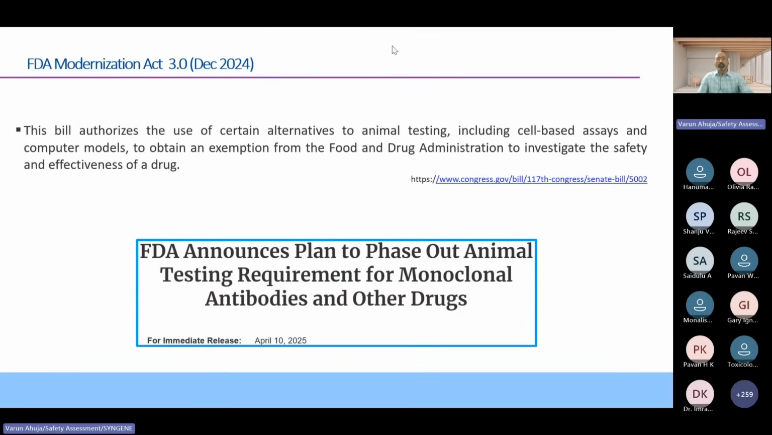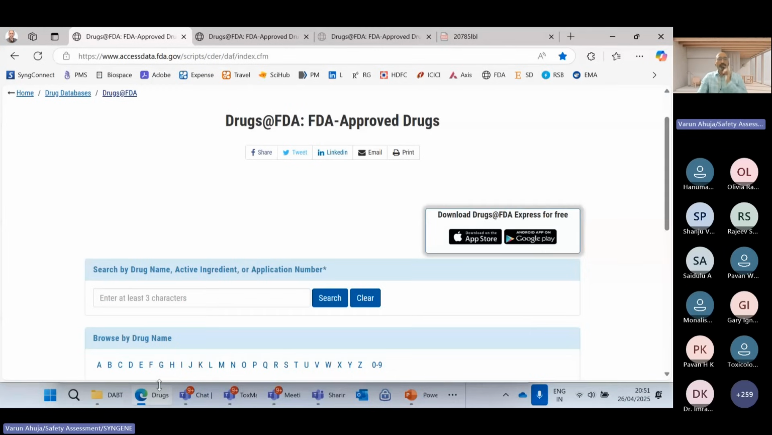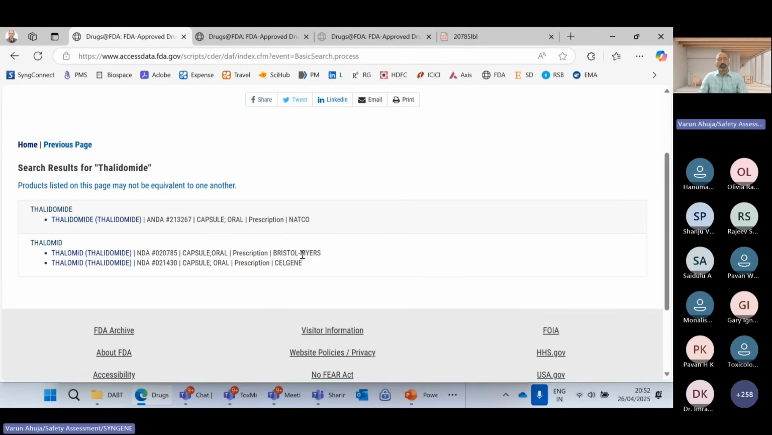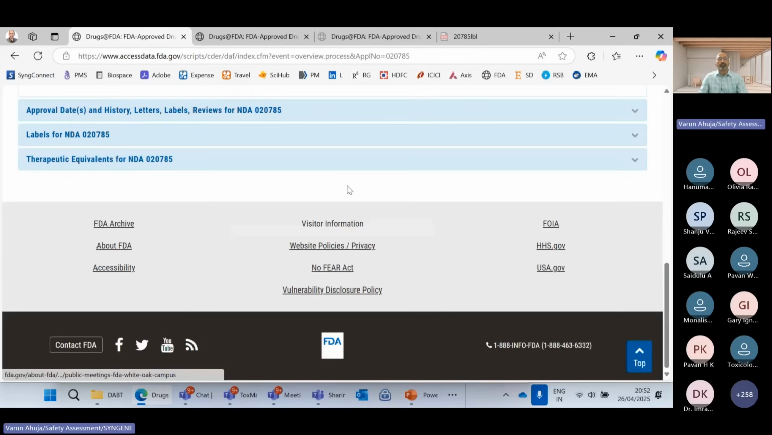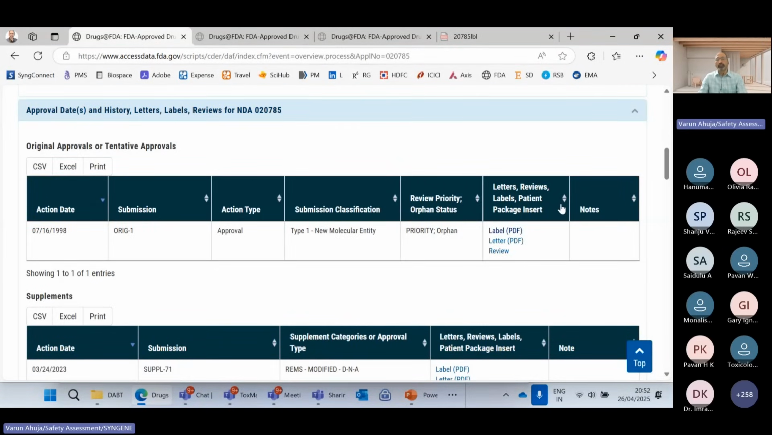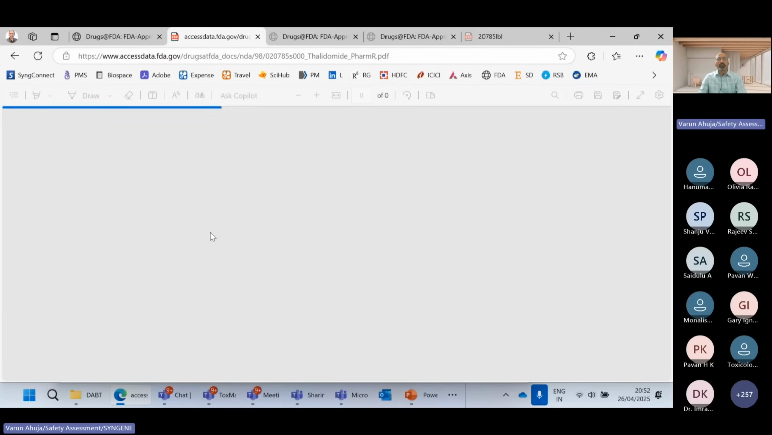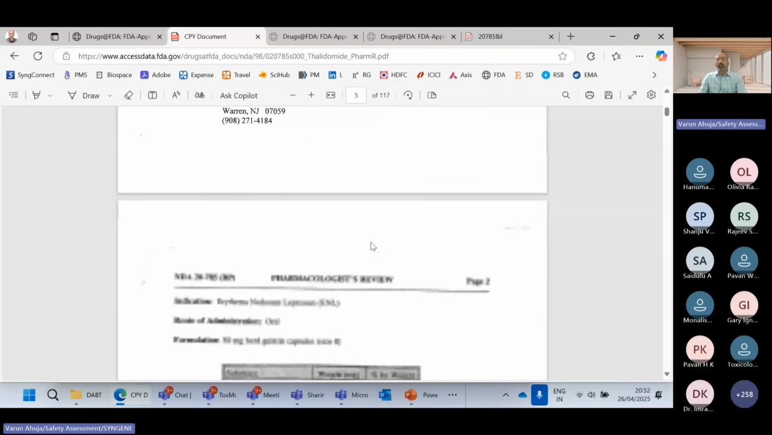I understand that everyone knows how to search for information on the FDA website. You can just Google Drugs@FDA, then you will get this window. If you type the name of the drug for which you want information, you can click on search. Here is the name of the drug, thalidomide, approved for BMS as well as Celgene. If you click on one of these, you can go down here. I'm just showing this to people who might be working in the chemical domain, in case they don't know how to search there. Here is the label which I showed you. If you go to the review section, you will get the pharmacology review, and if you go to the pharmacology review, you will get all the tox data also.